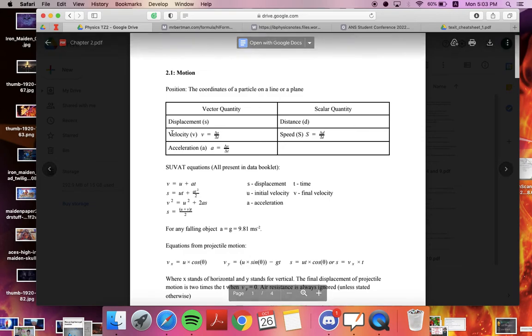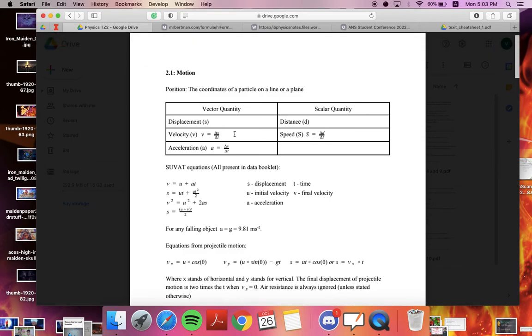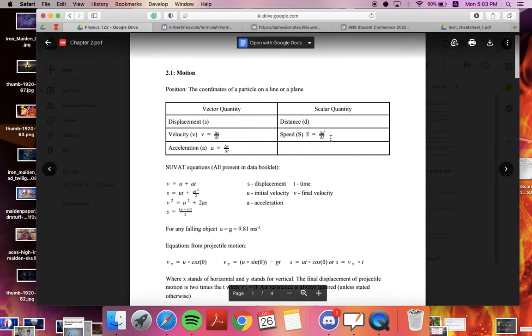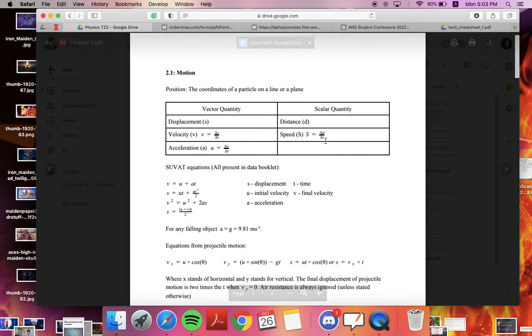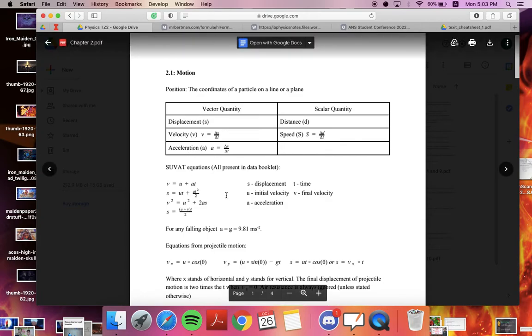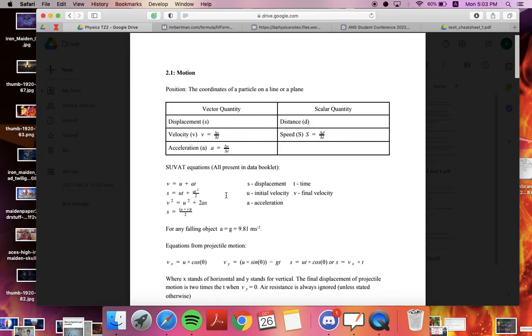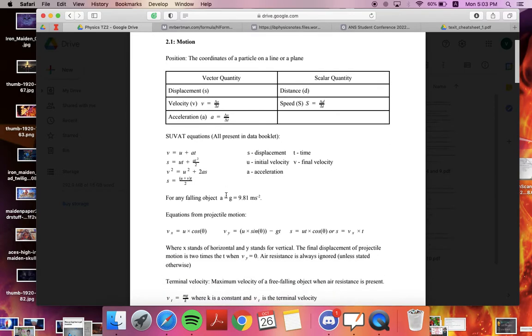Next, we have velocity. Velocity is just the rate of change of displacement, or basically how fast an object is going. So velocity is just a change in displacement over change in time. Meanwhile, speed is a change in distance over change in time. Next, acceleration. Acceleration is simply the rate of change of velocity over time, so change in velocity over change in time.